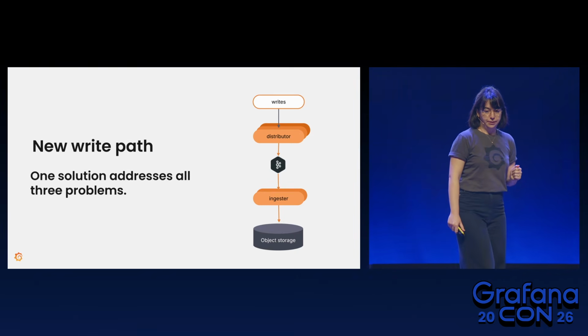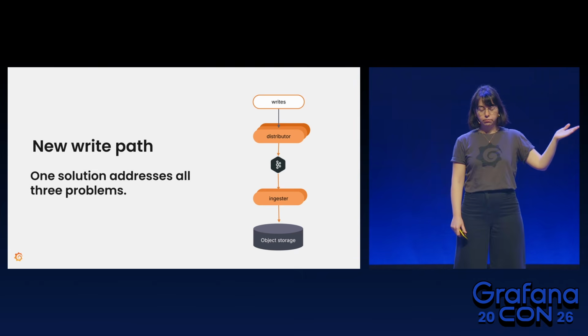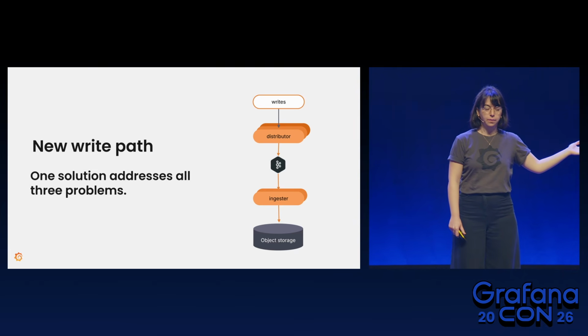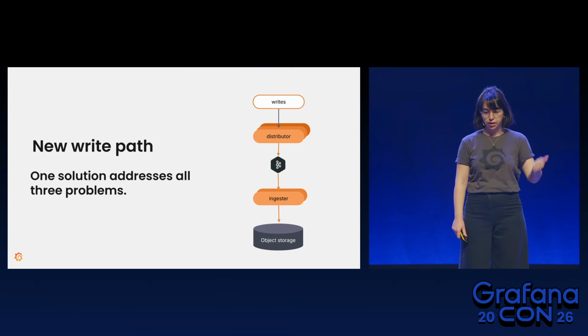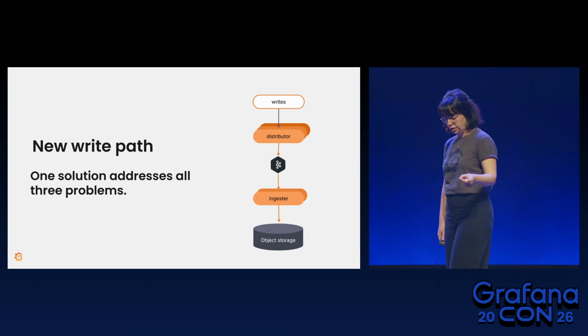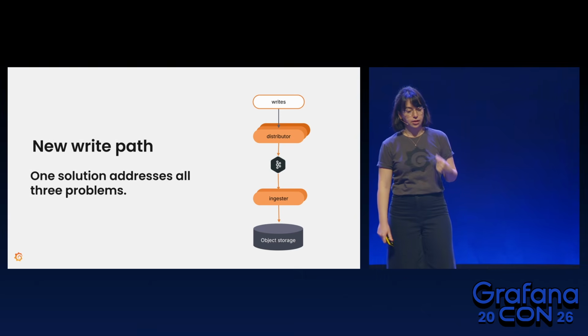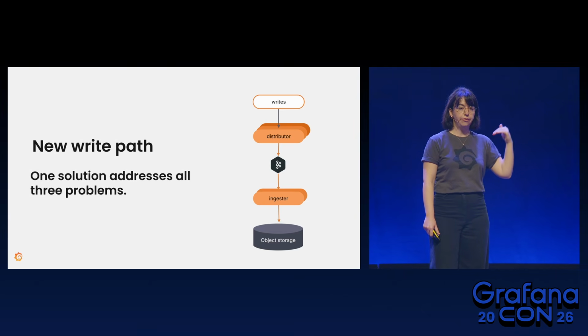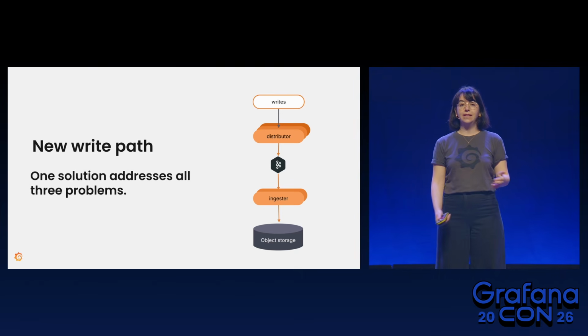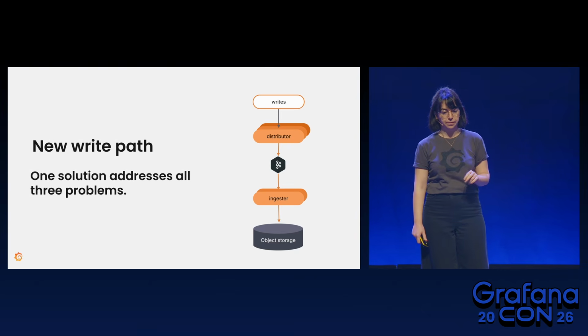So the new write path. We introduced Kafka to our write path. Distributors are now writing to the durable stream layer, Kafka. And each partition is now consumed by an ingester. As writes are acknowledged before the ingesters, now we have the option to completely separate read and write path without actually compromising on high availability.